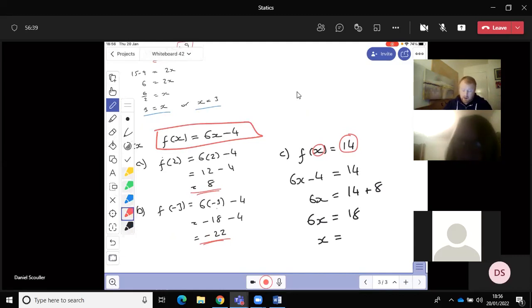Okay, so when you see it written out in this format, you've got f bracket, a letter equals an output. We're taking that output and equating it back to the original expression. So that's all I've done there.